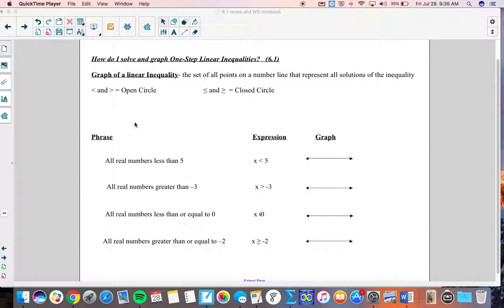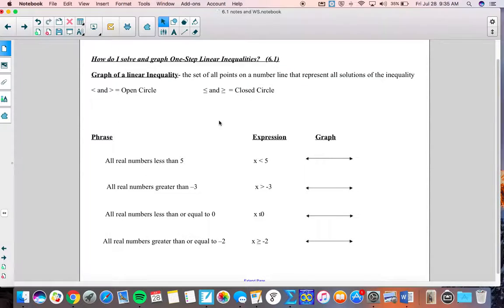A couple things to look at when we're graphing. First of all, if we have the symbol less than or greater than, we use an open circle. If we have a less than or equal to or a greater than or equal to symbol, on our graph we're going to put a circle there at that number and shade it in. That tells us that's part of our solution set. Here are a few examples.